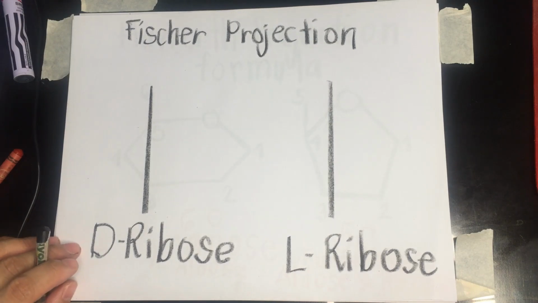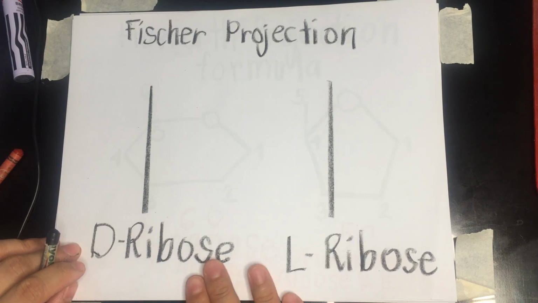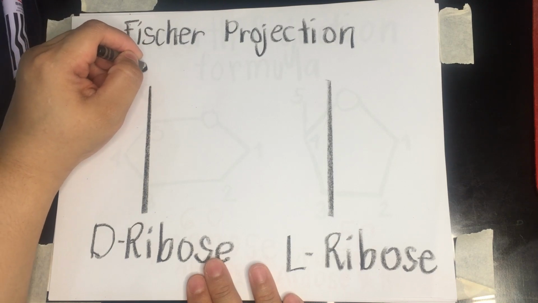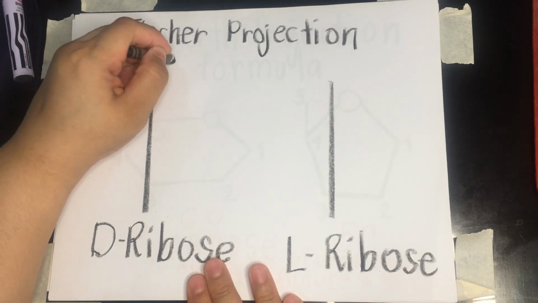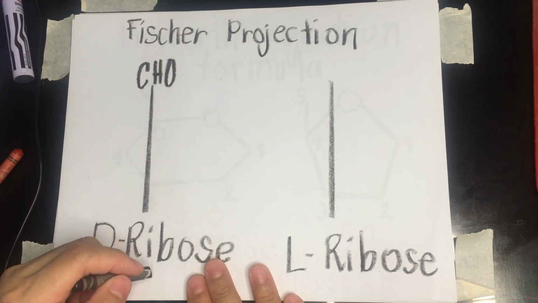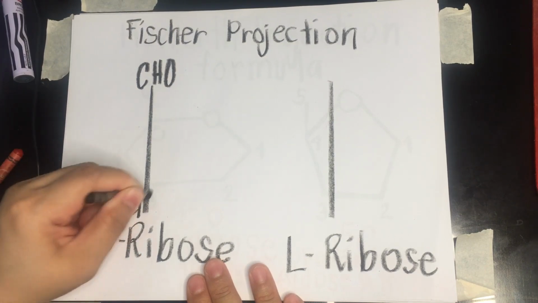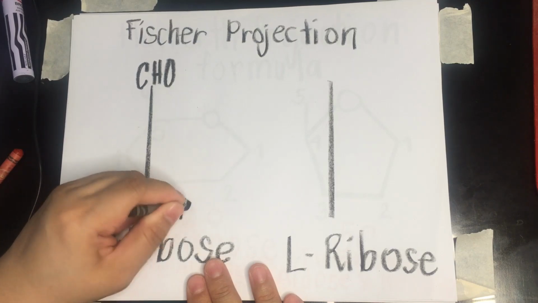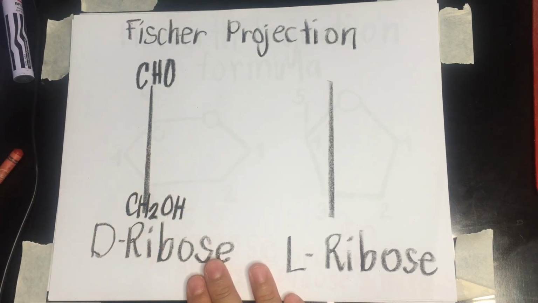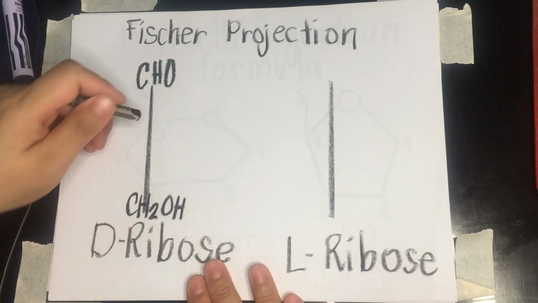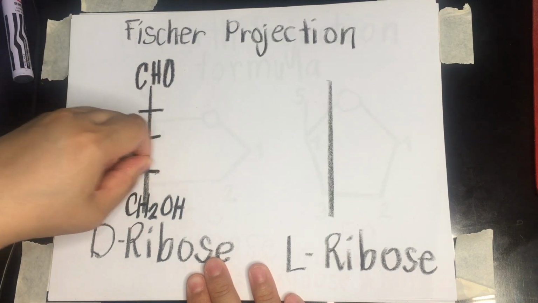Next, we have the D-ribose. For the ribose, there are a total of 5 structures. The first thing that we are going to do is to write the functional group. For D-ribose, the functional group is an aldehyde. Then, let us not forget the terminal alcohol. Afterwards, we are going to complete the number of carbon atoms. So we have here number 1, 2, 3, 4, and 5.